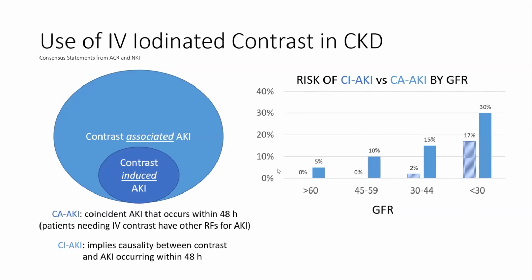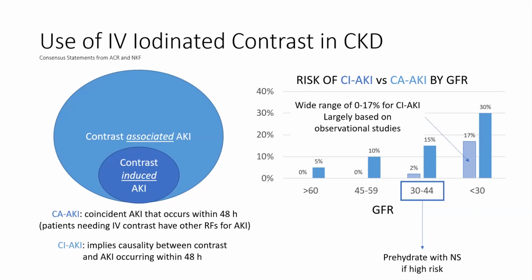They looked at a number of papers across the literature and found that the incidence of contrast-associated AKI does increase as your GFR decreases, up to 30% in patients with a GFR less than 30. But when we look at the subset of contrast-induced AKI, so AKI as a result of the contrast, you'll find that for patients with a GFR above 30, there is negligible risk. And even with patients with a GFR less than 30, there's a wide range that was reported, 0 to 17%, and this is largely based on observational studies.